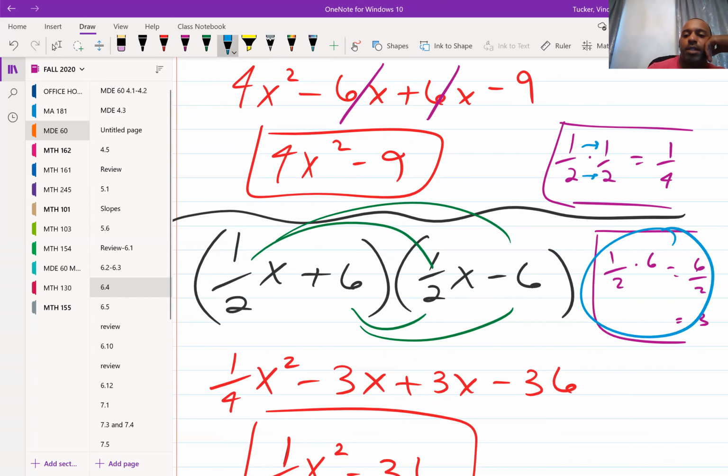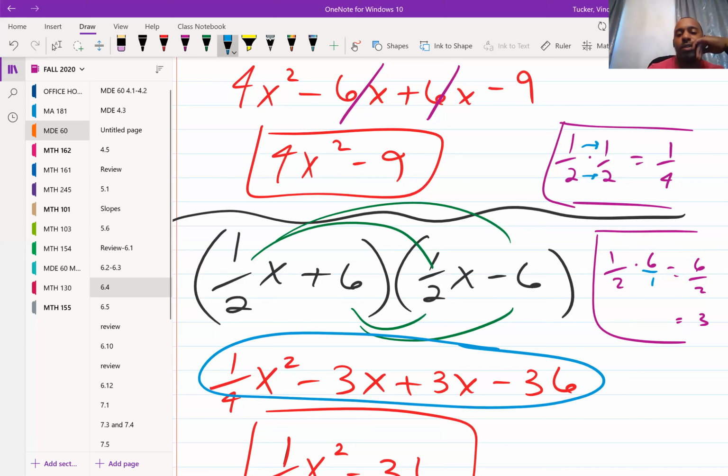And then 1/2 times 6 is right here. Follow the same process. 1/2 times 6, or 1/2 times 6 over 1, same thing, then multiply across. So that'd be 6 over 2, and then 6 over 2 is 3. So that's how I got negative 3x in the middle. 1/2 times negative 6, and 6 times 1/2 gives me positive 3. And then 6 times negative 6 will give you negative 36. All right. Questions on how we got this expression? Make sure we're okay.